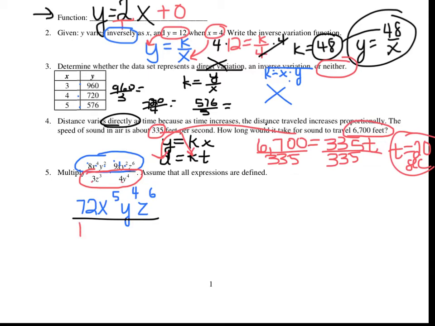3 times 4 is 12. We don't have any x's. We have y to the 4th. See how I'm putting the letters right on top of each other so they match up? And then we just have the z to the 3rd, so I'll put that right underneath there.